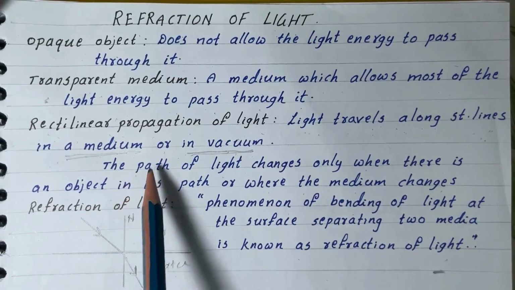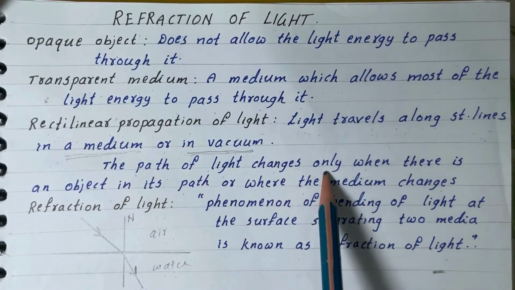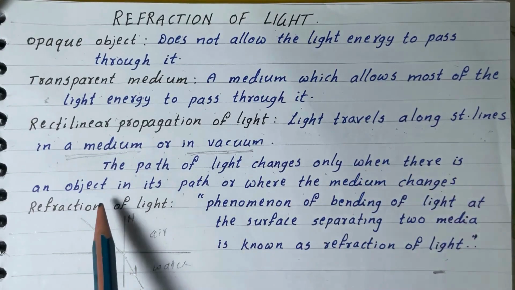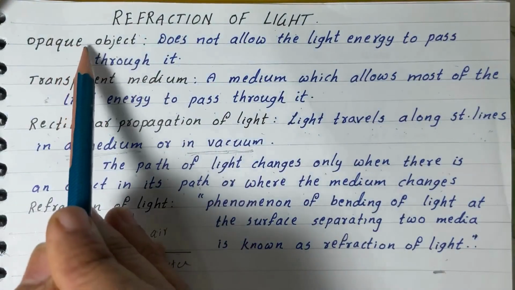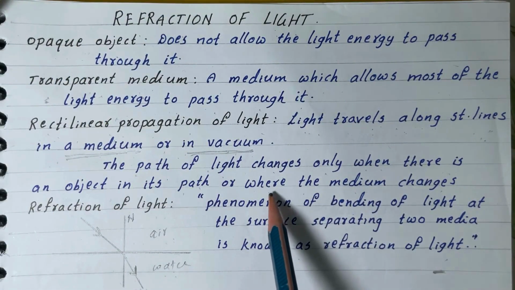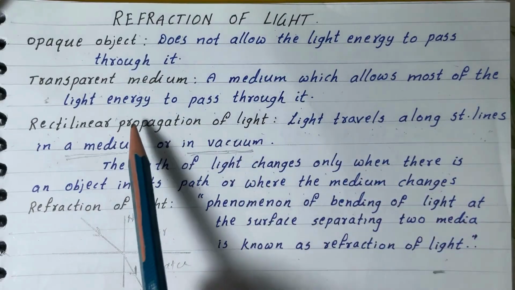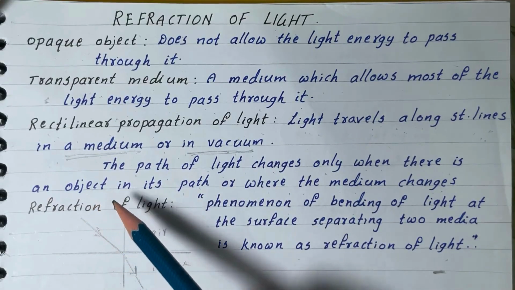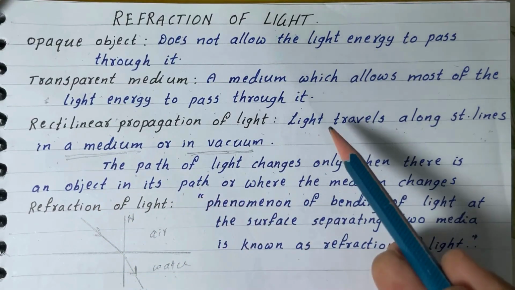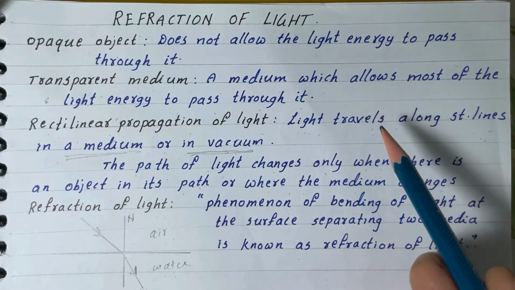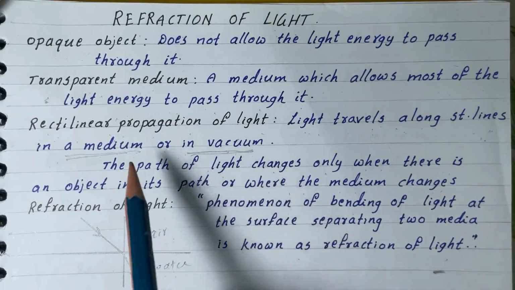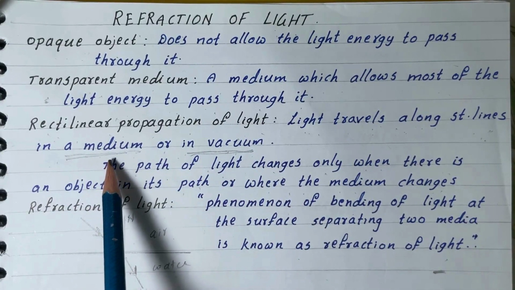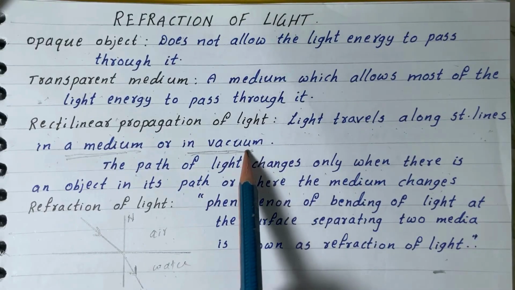So, the path of light changes only when there is an object in its path, like an opaque object, or where the medium changes. Whenever an opaque object is in the path of the light ray, reflection takes place. What happens when light travels from one transparent medium to another transparent medium?